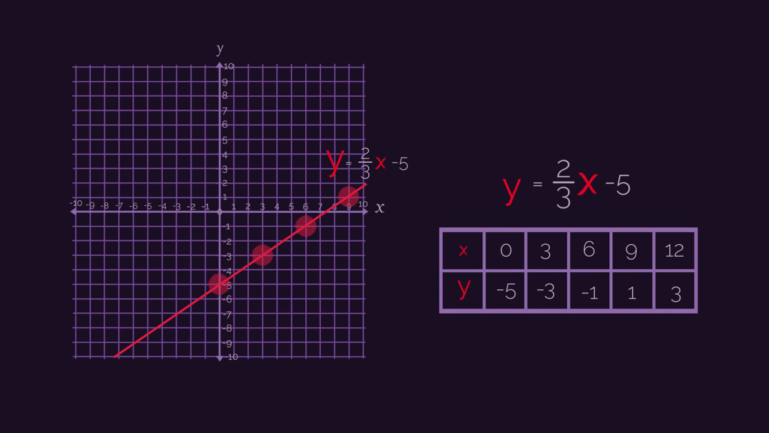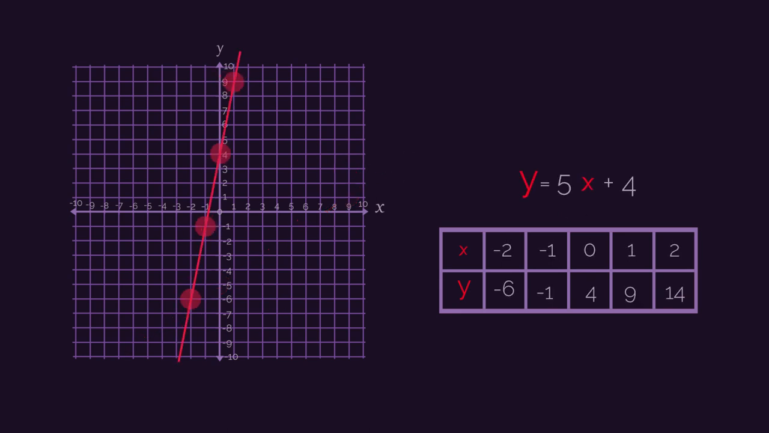So now you are able to plot any straight line onto a graph. But sometimes you may need to try different values of x to get your 3 coordinates to plot. And sometimes you might need to substitute in negative x values.